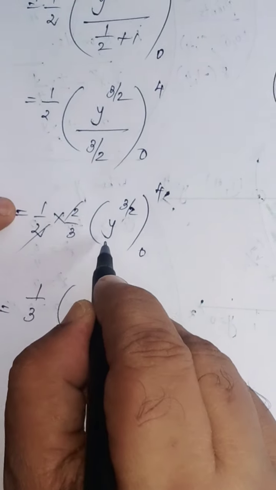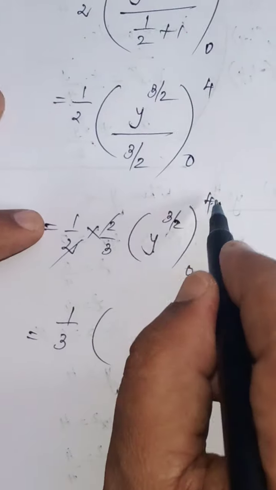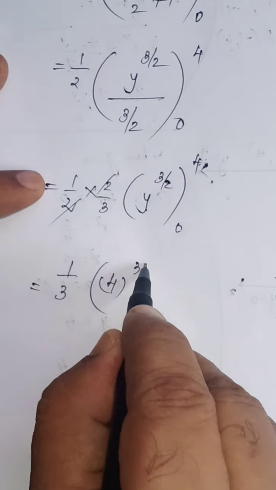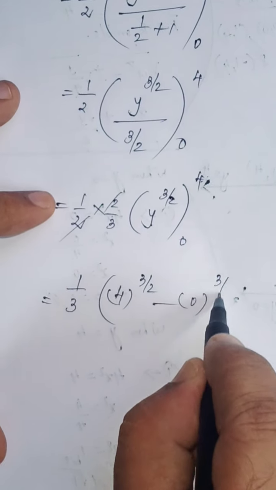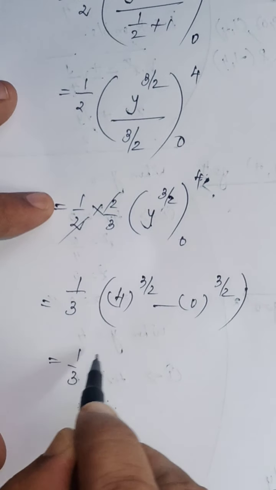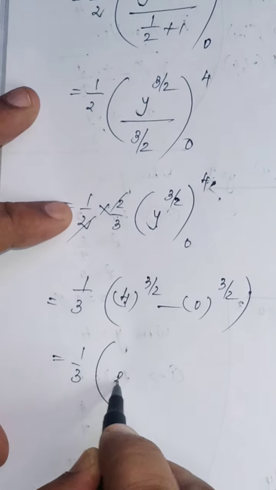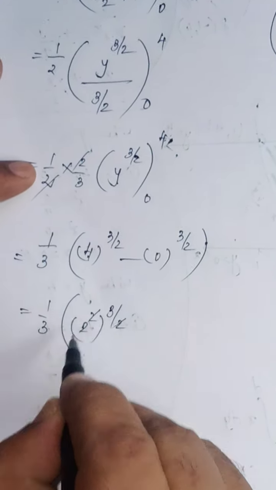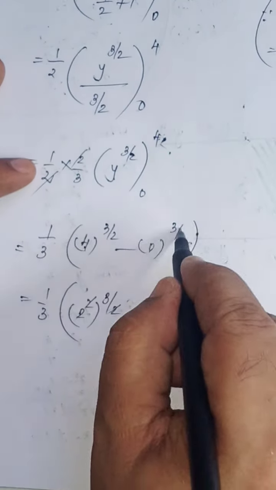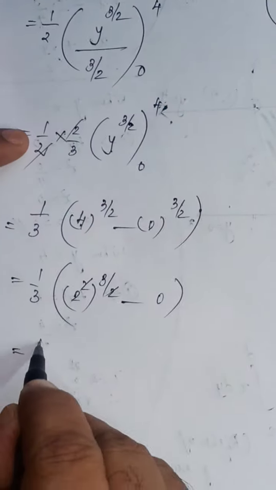What is the upper limit? 4. So y should be replaced by 4: 4 power 3 by 2, minus, and y replaced by 0: 0 power 3 by 2, equals 1 by 3. The 4 itself can be written as 2 square. 2 square to the power 3 by 2, that is 4 power 3 by 2. 2 gets cancelled. Minus 0 power anything is always 0. That is equal to 1 by 3.